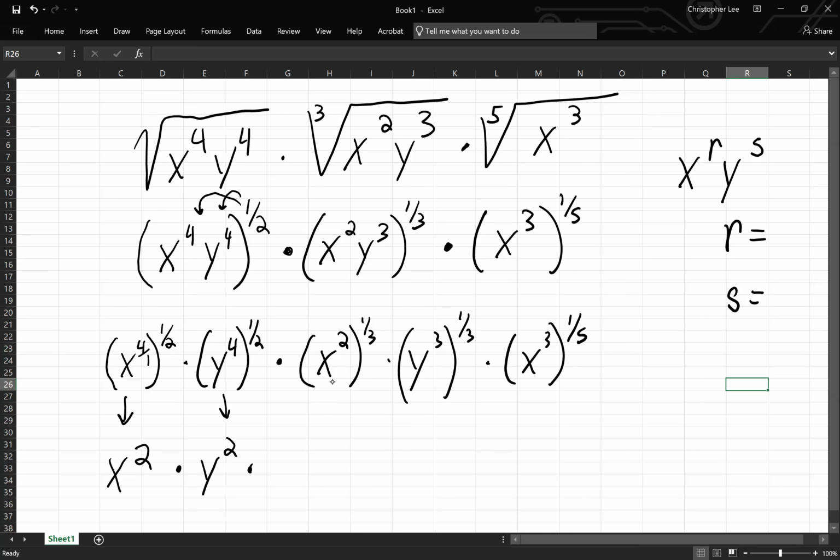A little bit harder. So I have x squared raised to the 1/3 power. What's the answer going to be for that? Remember that the square is a whole number, so it's going to be like over 1. So what's the answer?